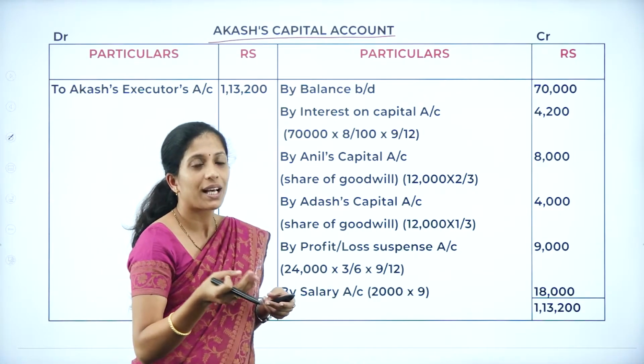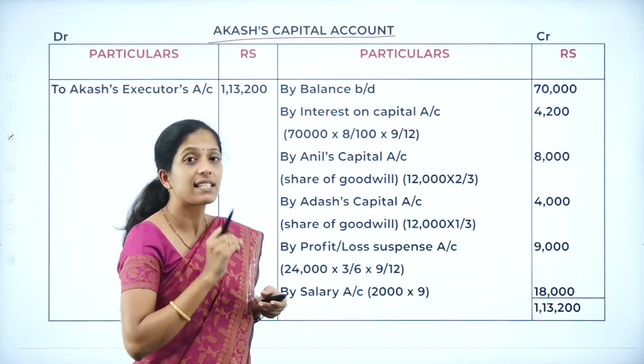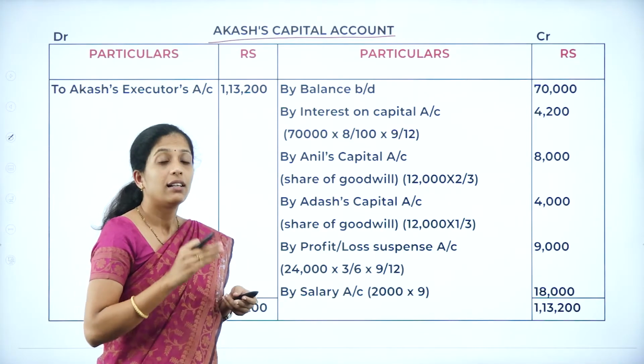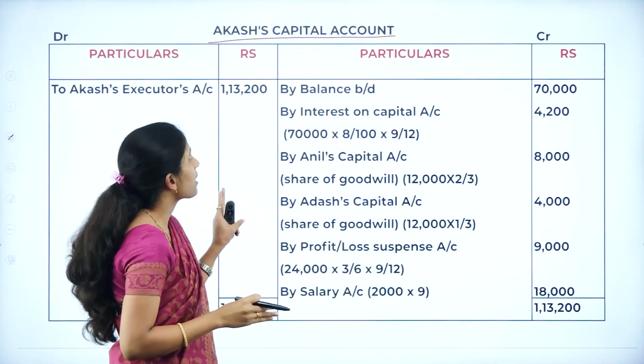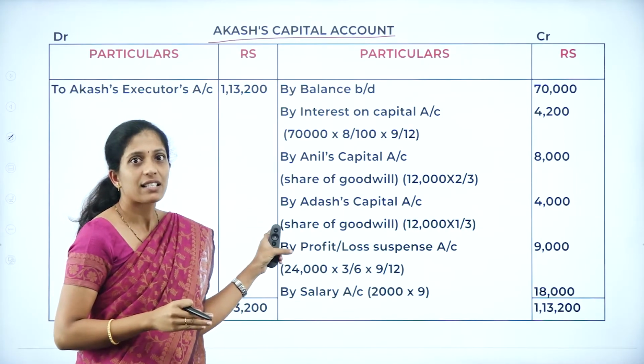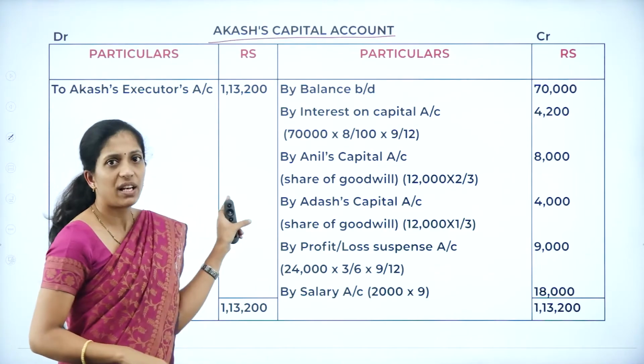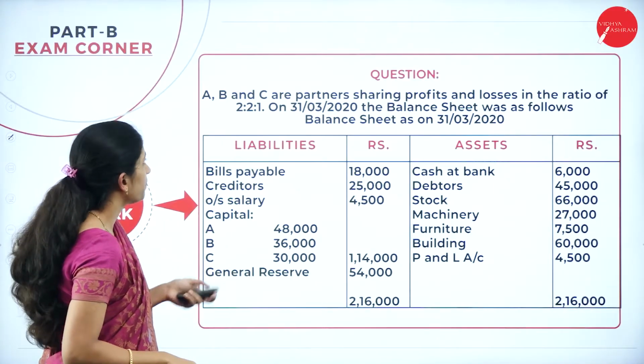Now, who is the executor? The legal heir of a deceased partner, or the person who has died, is called as what? Executor. So, they might ask to prepare this deceased partner's capital account or deceased partner's executor's account. A simple problem for 10 marks.